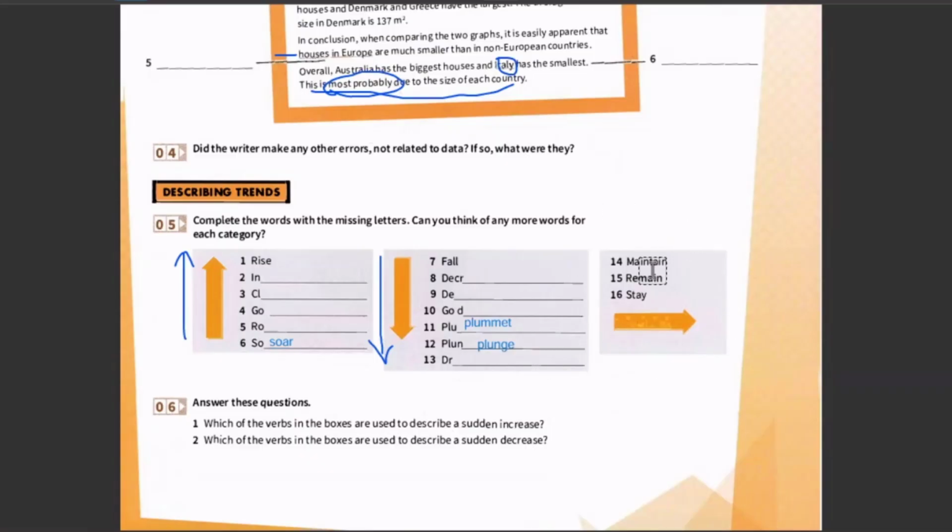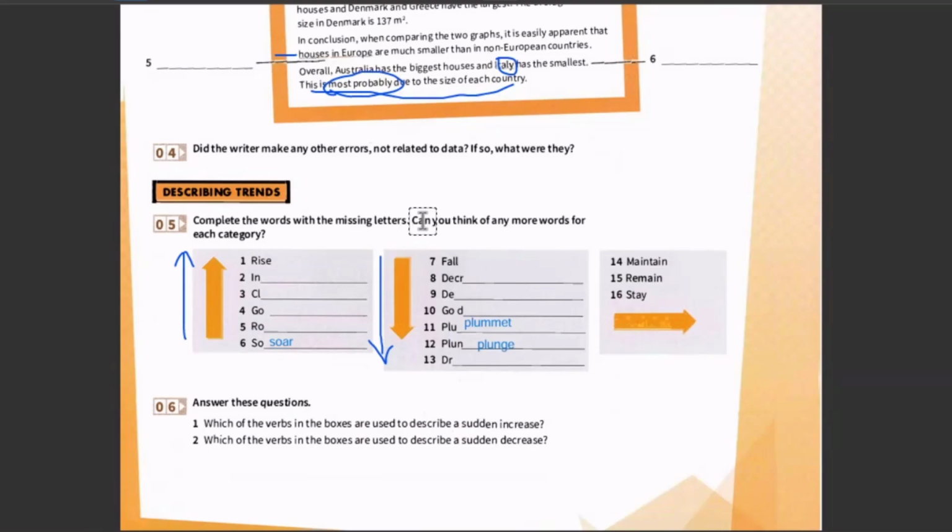And the last column that has three words are for a constant state. So in graphs, oftentimes we see a straight line, right? A horizontal straight line that shows a constant state and a state that does not change for some time. So for that, the words that should be used are maintain, remain, and stay. So the graph is maintaining its trend, or the graph is remaining constant, or the graph is staying the same for this period of time. So that is how we can describe the rise in a graph, the fall in a graph, and the constant or stable state of a graph.